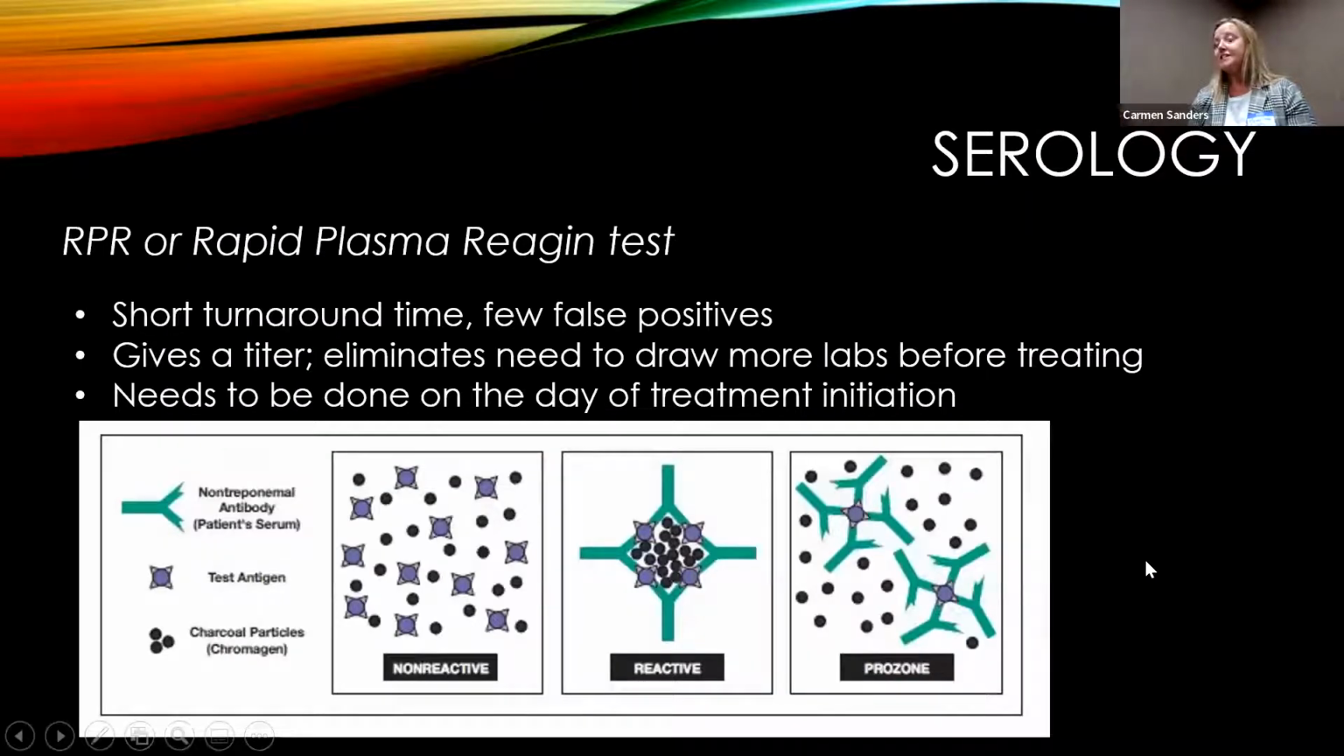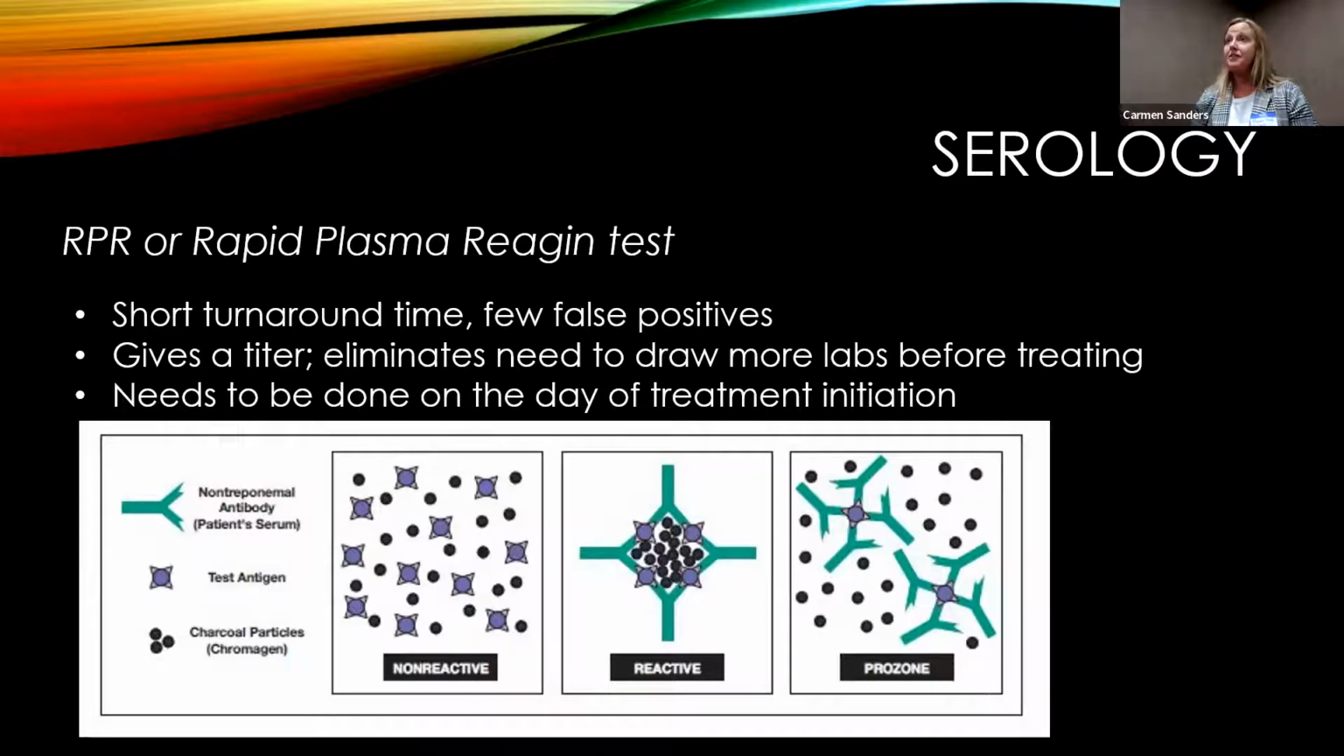Serology of syphilis. This is a tough one for us to get our heads around. Again, like I said, we use the RPR, or the rapid plasma reagin test, at our facility. And there's a few reasons why. It's got a very short turnaround time. We get those results within 24 to 48 hours. It gives us a titer right off the bat.